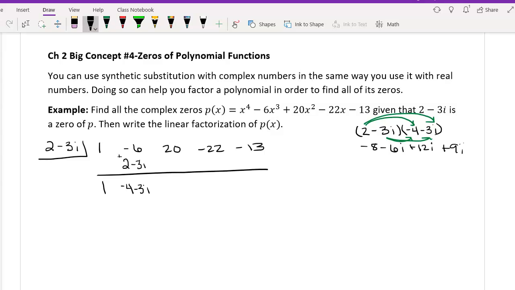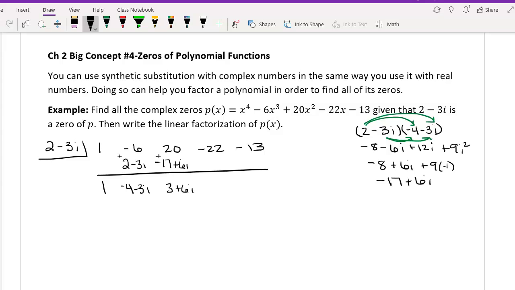So 9i squared. All right, so now let's keep simplifying this out. We have negative 8 plus 6i plus 9 times negative 1. So now we have negative 17 plus 6i. That is what yields when we multiply this by this. So I'm going to put negative 17 plus 6i, and I'm going to add straight up and down like I normally would. 20 plus negative 17 plus 6i gets us 3 plus 6i.